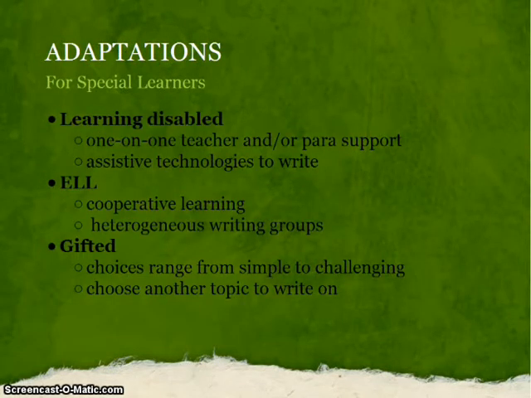Adaptations for special learners. Learning disabled students may require one-on-one teacher and/or para support to complete the writing assignment portion of this lesson. They may also need assistive technologies to help them to write, whether that's simply needing a computer to type or other technologies to make that possible.